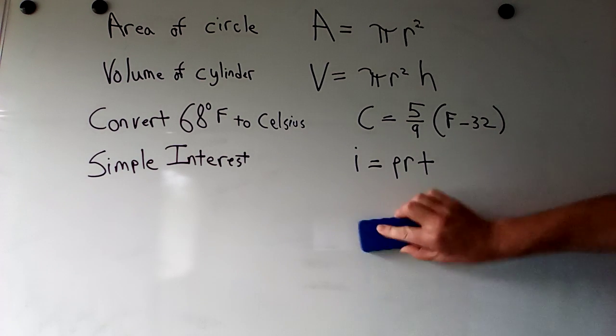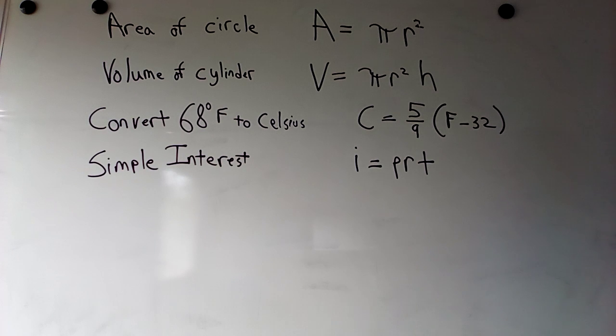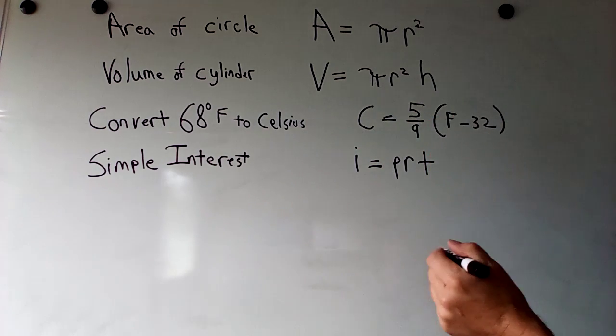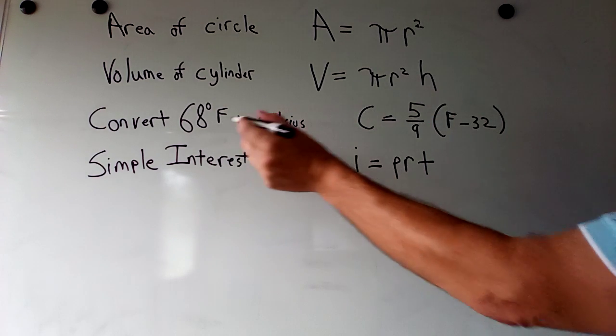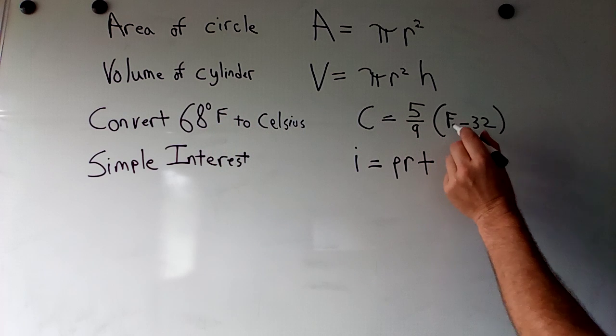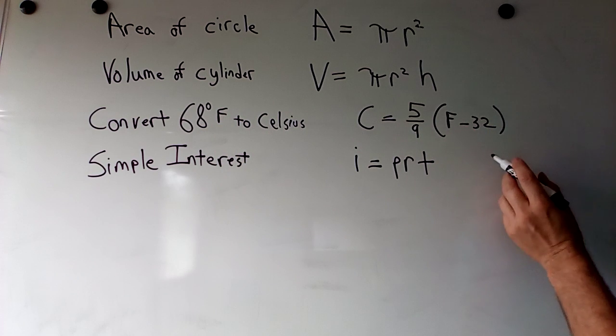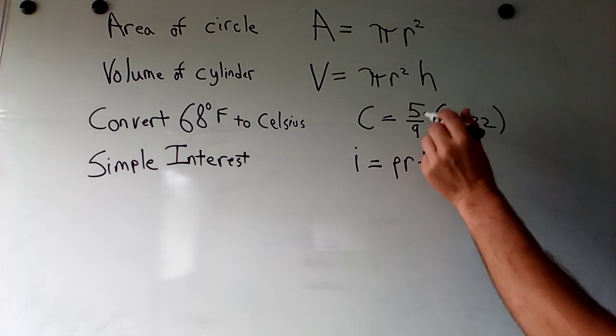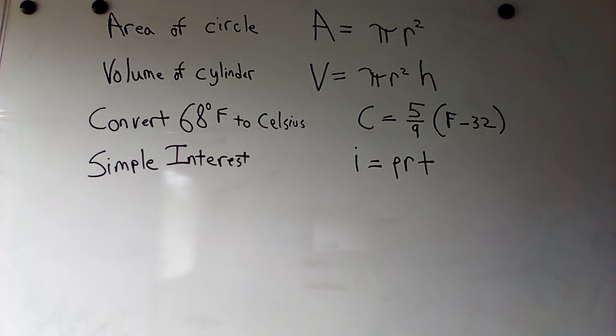To convert Fahrenheit to Celsius, so if it's 68 degrees Fahrenheit, and we want to convert that to Celsius, then we would plug our 68 degrees Fahrenheit into where the F is. And then we would just do the math, 68 minus 32, and then multiply that by the 5/9. And that's how you would convert Fahrenheit to Celsius.